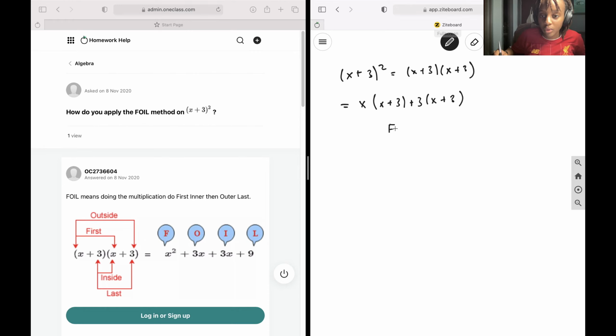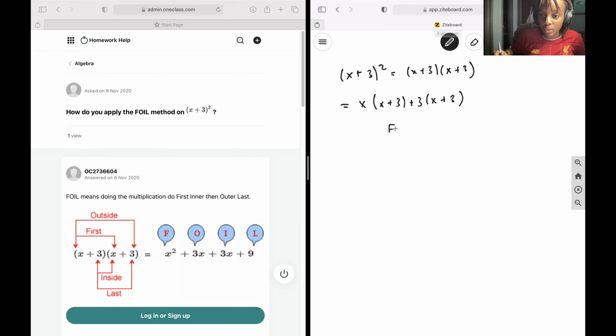So this is first, outside, followed by inside, last, and that is what FOIL stands for, obviously.